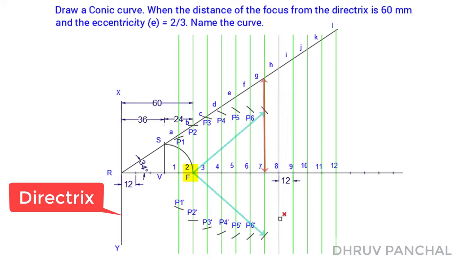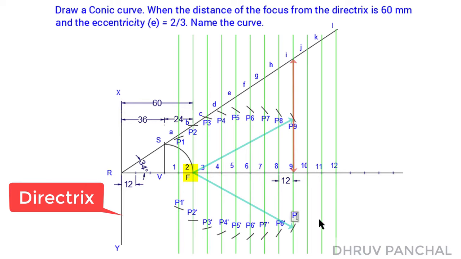Take distance G7 as a radius and point F as a center. Draw two arcs on line G7 to get point P7 and P7'. Take distance H8 as a radius and point F as a center. Draw two arcs on line H8 to get point P8 and P8'. Take distance I9 as a radius and point F as a center. Draw two arcs on line I9 to get point P9 and P9'.